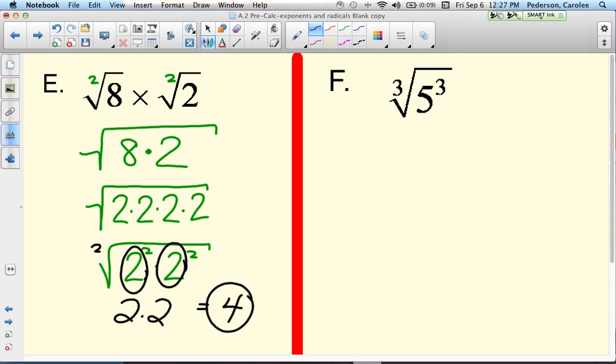Question F. The cube root of 5 cubed. The index and the power match up, so you're left with just the base of 5.